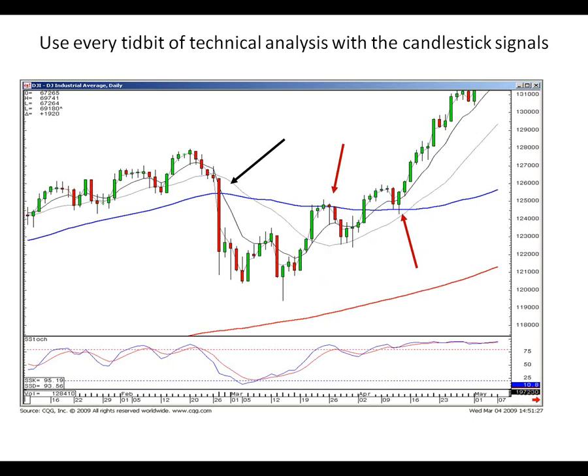Let's see, the bullish harami is followed by a doji that has served as, I can't tell what that word is, a very popular signal.